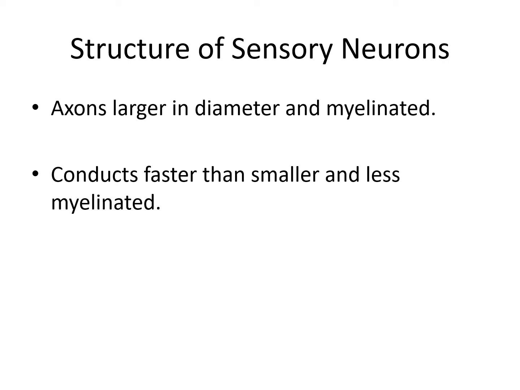Now, regarding the structure of sensory neurons, although not illustrated in detail in the previous figure, the axons are larger in diameter and myelinated. If you recall from our previous lecture, larger diameter and myelinated axons conduct faster than those that are smaller in diameter and less myelinated. So these sensory neurons conduct fairly quickly.